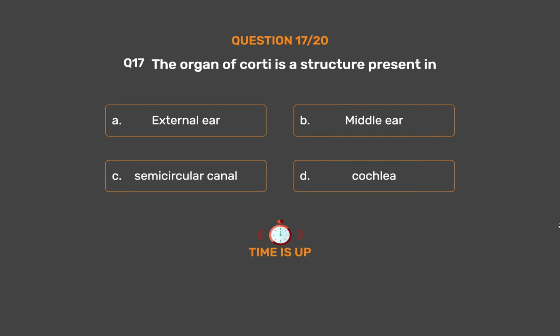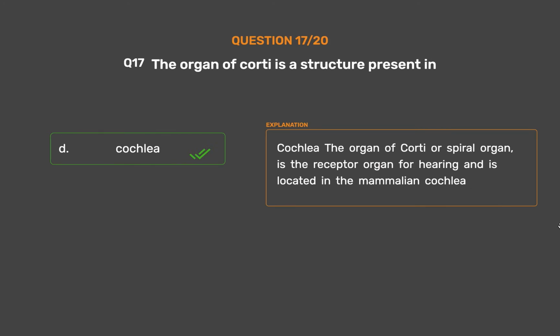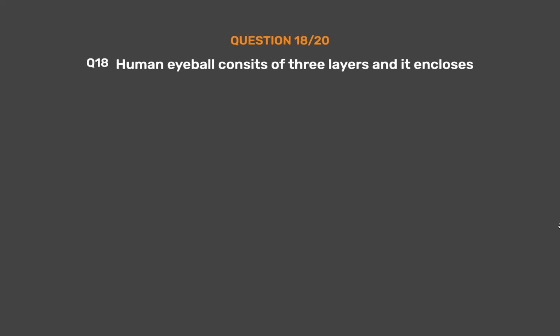The correct answer is Option D, cochlea. The organ of Corti, or spiral organ, is the receptor organ for hearing and is located in the mammalian cochlea. Question number 18. Human eyeball consists of 3 layers and it encloses: Option A, lens, iris, optic nerve.